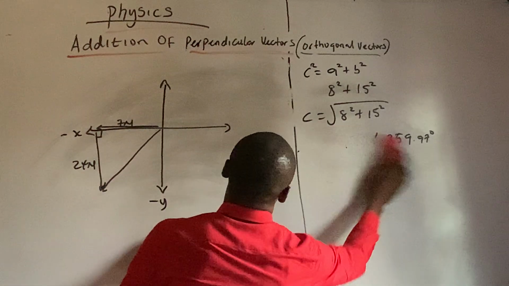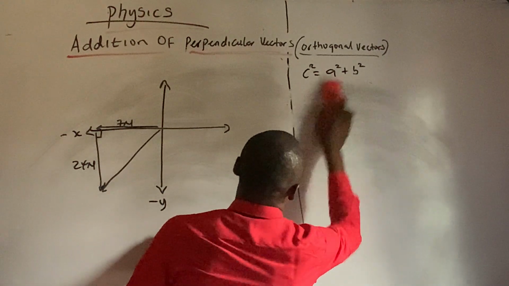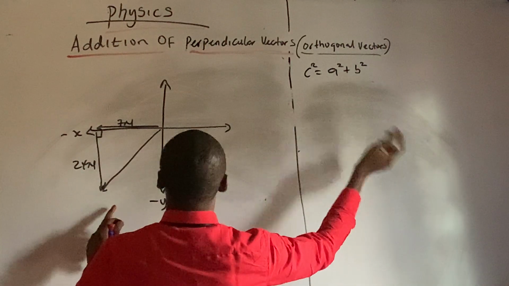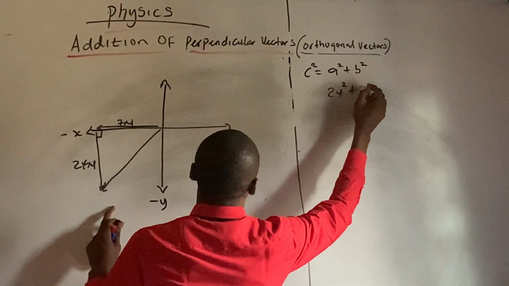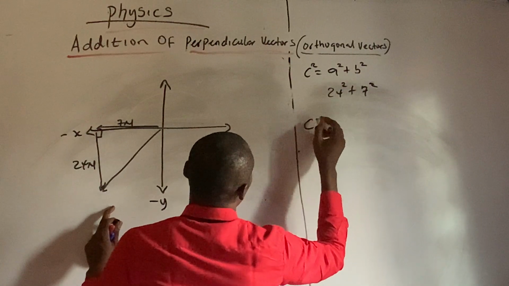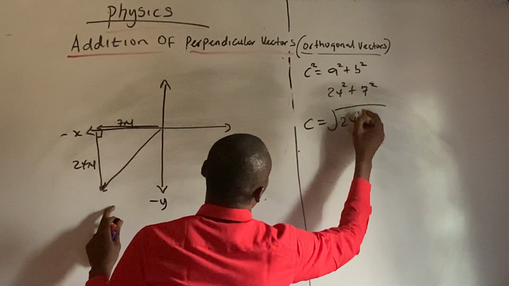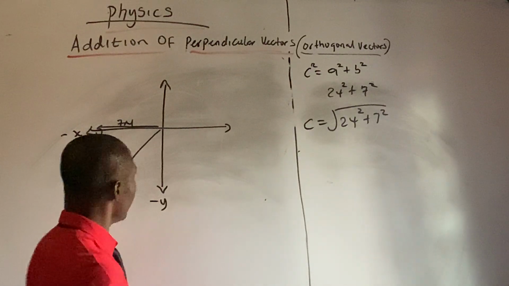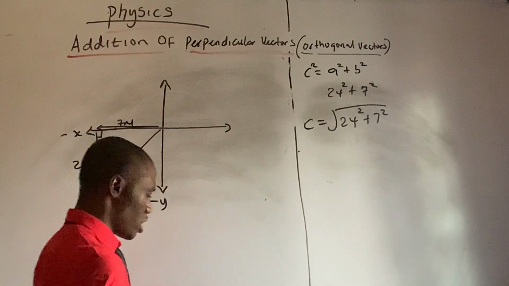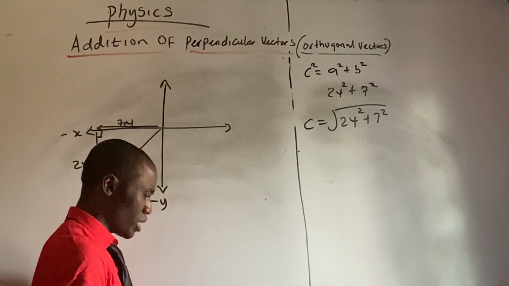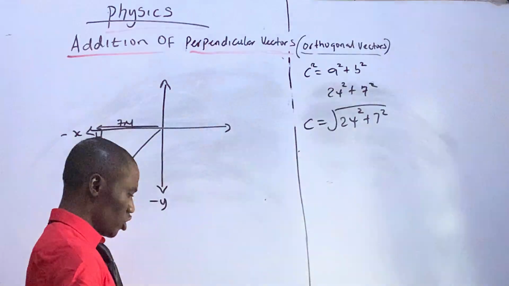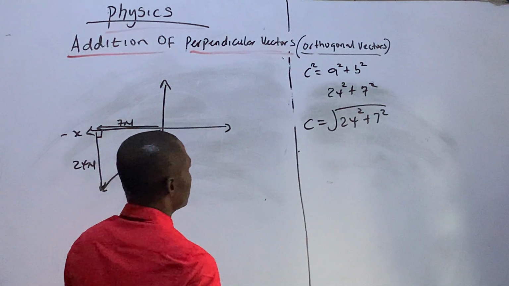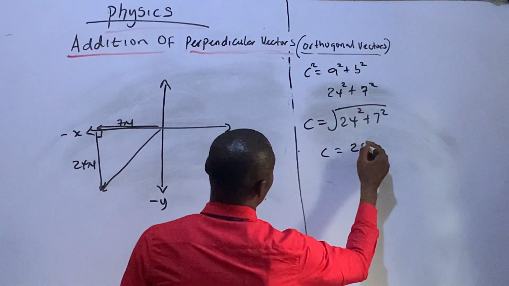So let's use the famous Pythagoras theorem again. c squared is equal to a squared plus b squared. Now we're going to have 24 raised to the power of 2 plus 7 raised to the power of 2, so c is equal to the square root of 24 squared plus 7 squared. Just follow the same rule. We don't have much time, so let's do it straight up in our calculator. 24 raised to the power of 2 plus 7 raised to the power of 2. That's 25, so c is equal to 25 Newton.